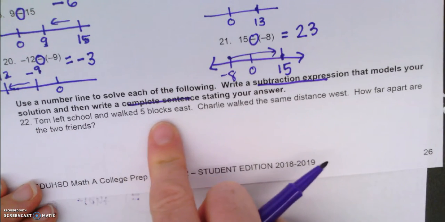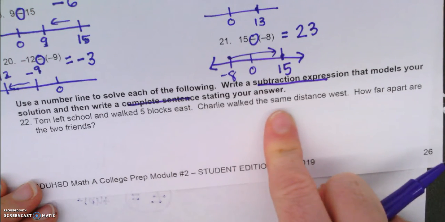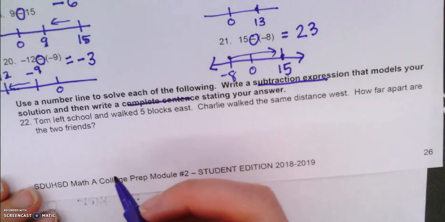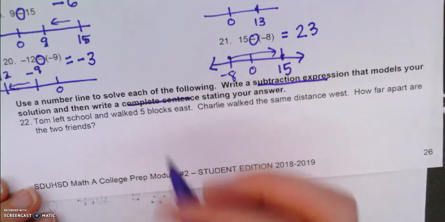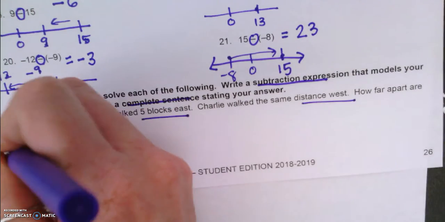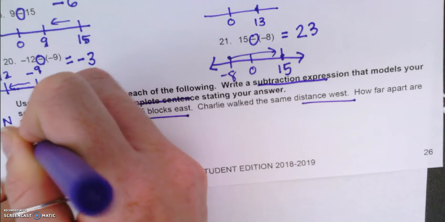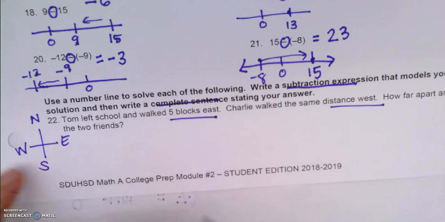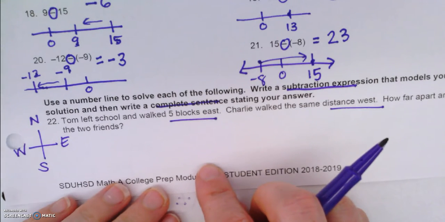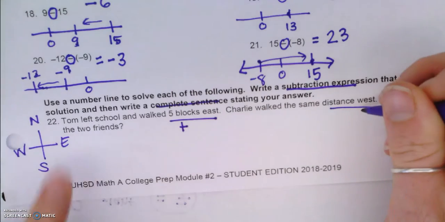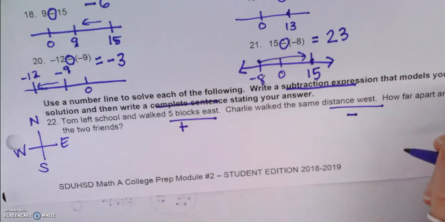Tom left school and walked 5 blocks east. Charlie walked the same distance west. How far apart are the two friends? Let's take a look. Tom left school and walked 5 blocks east. Charlie walked the same distance west. Well, east and west are opposite directions. How far apart are the two friends? If we're going east to the right, that's a positive direction. And if we go west, that's a negative direction.